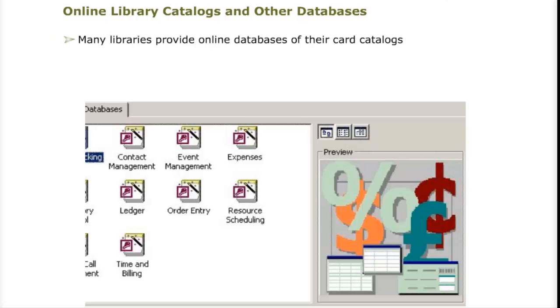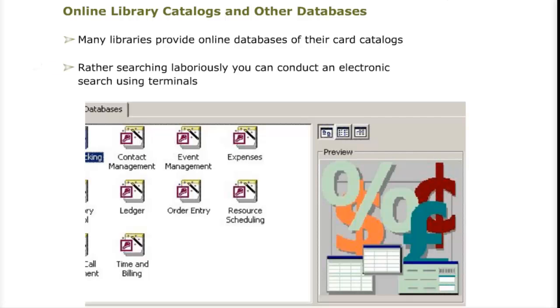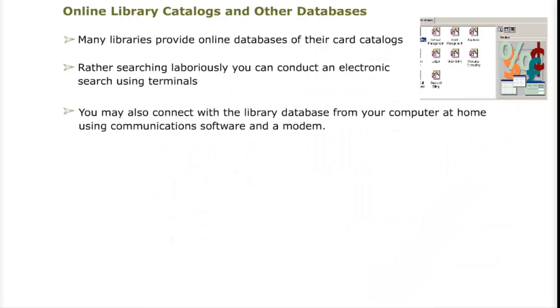Many libraries now provide online databases of their card catalogs and indexed material. Rather than searching laboriously through card catalog drawers or individual indexes, you can conduct an electronic search using terminals in the library or in computer labs on campus. If the library permits, you may also connect with the library database from your computer at home or some other location using communication software and a modem.